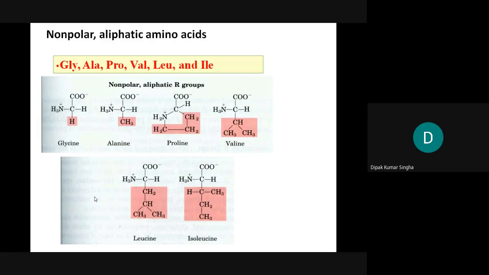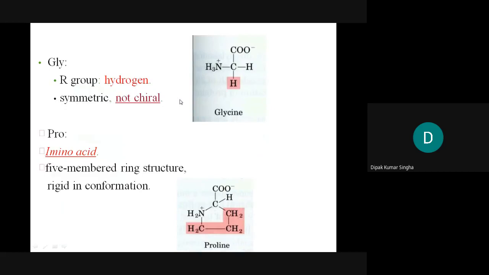In the case of non-polar aliphatic amino acids: glycine, alanine, proline, and valine, leucine, and isoleucine. These are the non-polar aliphatic amino acids.